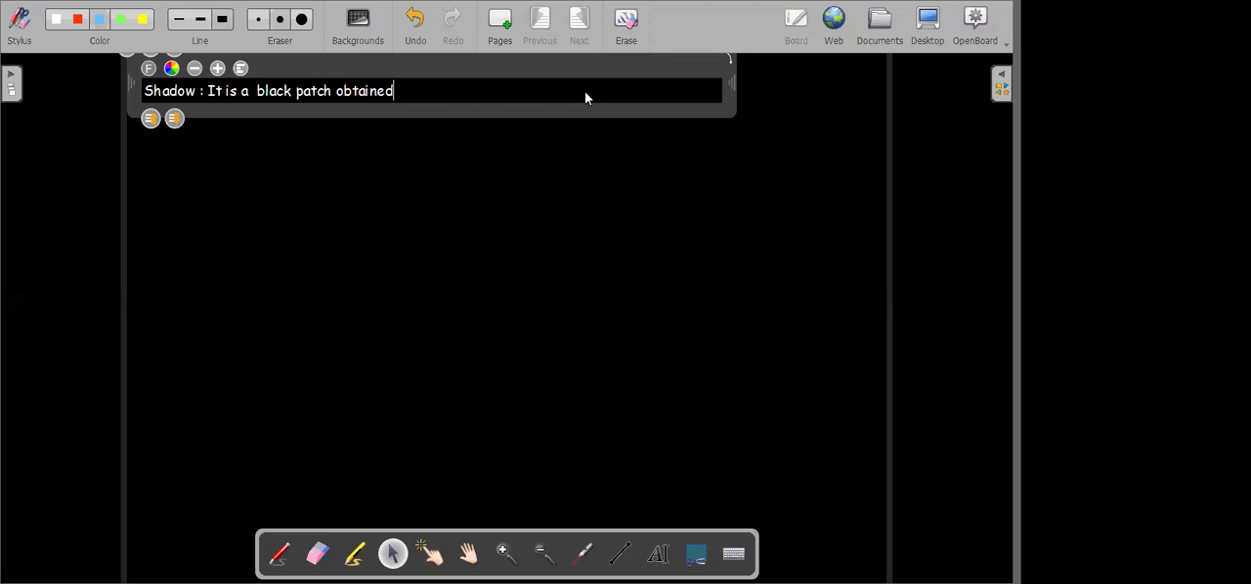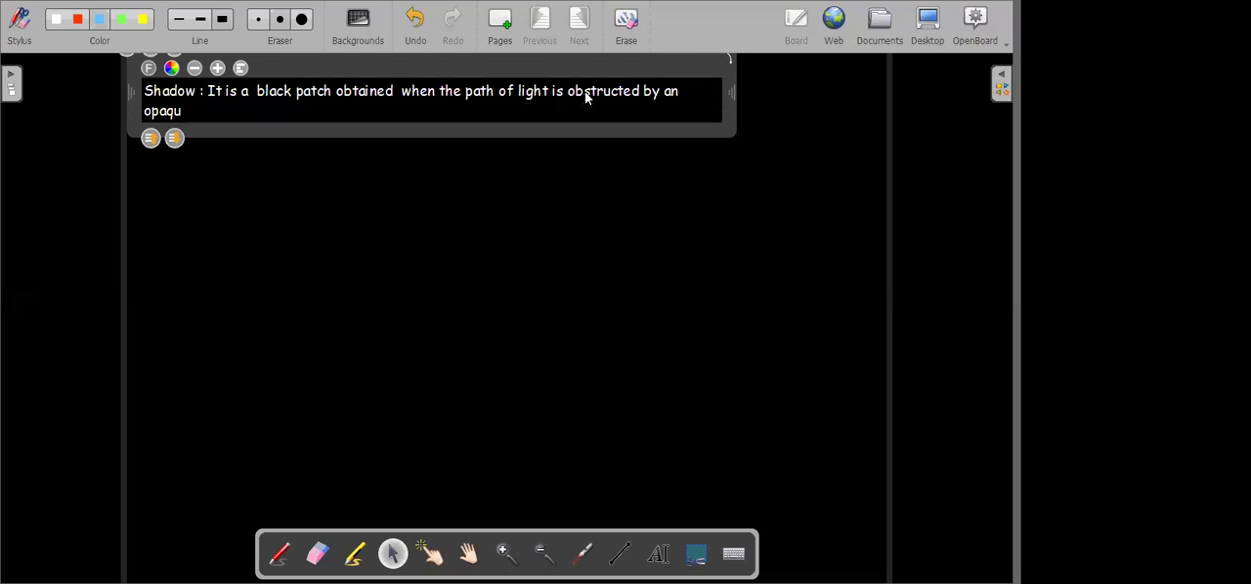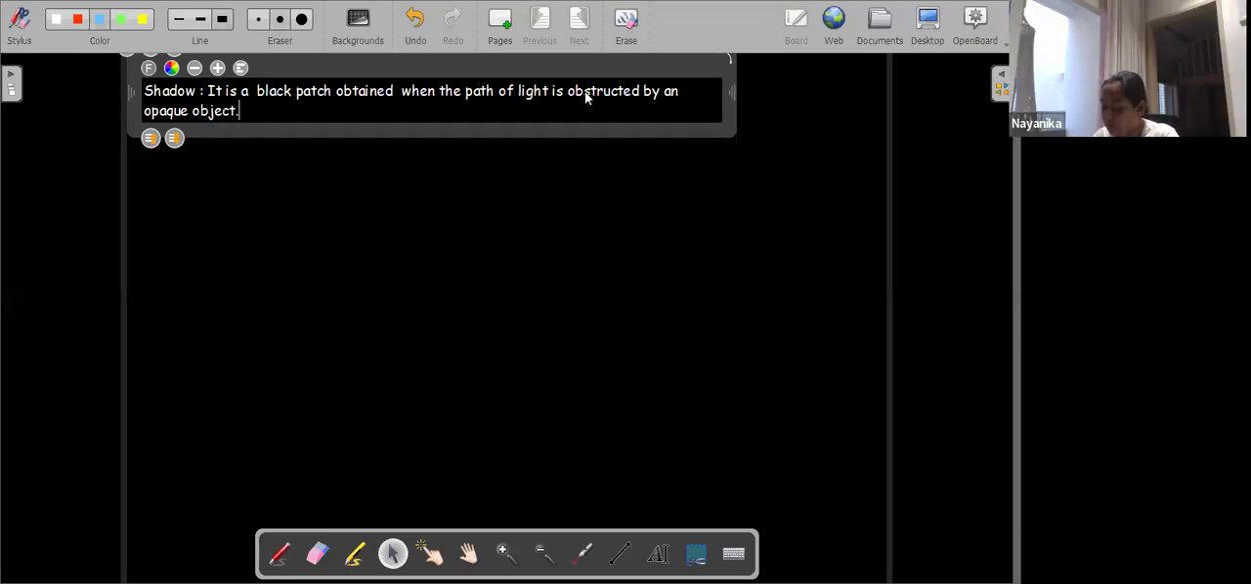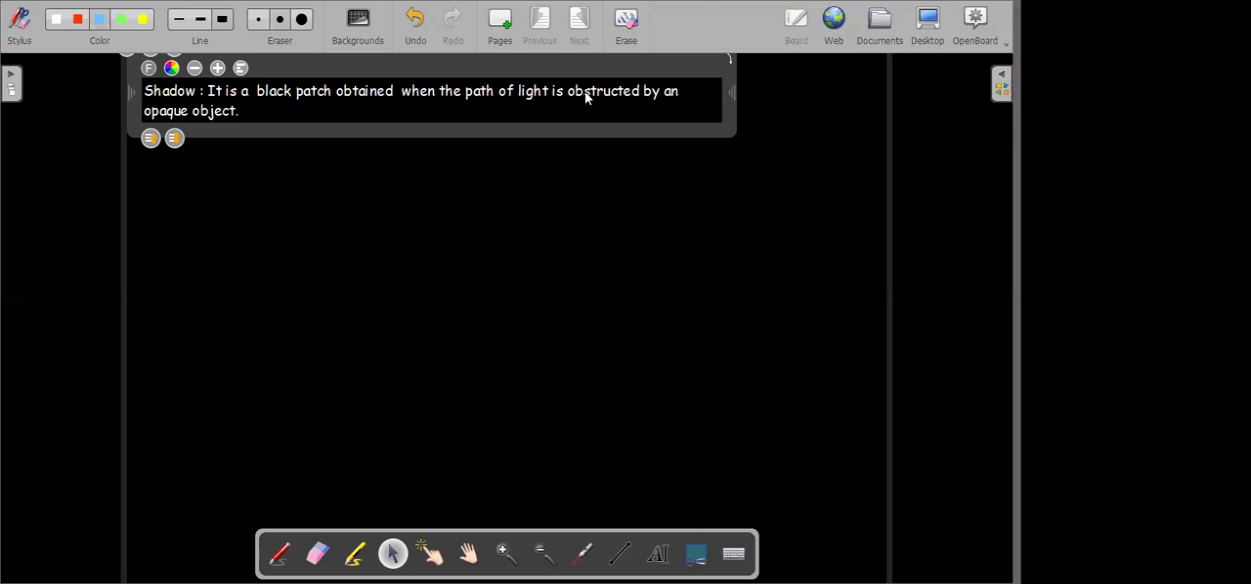obtained when the path of light is obstructed by an opaque object. When the path of light is obstructed by an opaque object, then we call it a shadow, right? It does not contain the minor details of the object, whereas an image contains the details of the object.